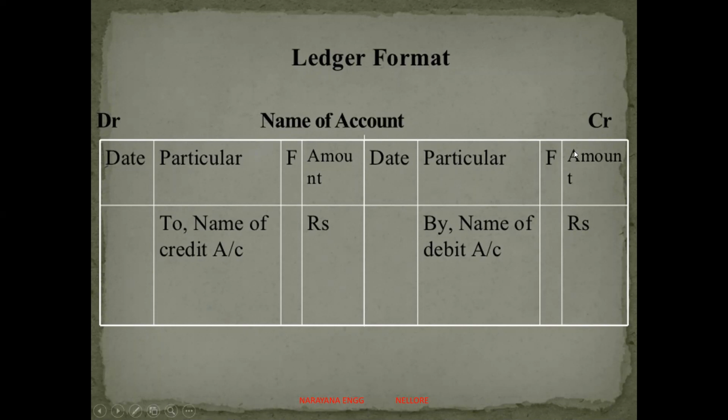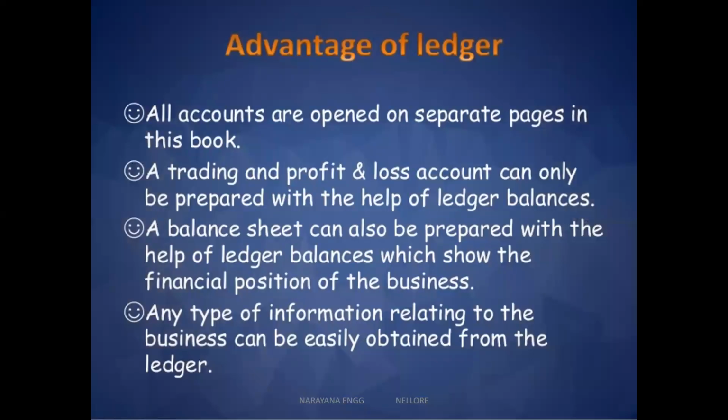And the same way on the credit side. The debit side will start with "To" and the credit side will start with "By". In the particulars we write "By" and the name of the debit account. On the debit side we write the credit side account name, and on the credit side we write the debit side account name. So on the debit side you start with "To", and on the credit side you start with "By". This is the format of how to write this ledger.